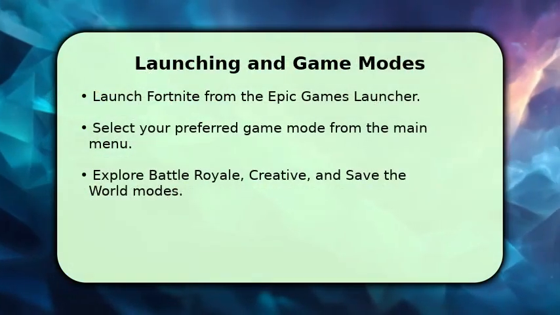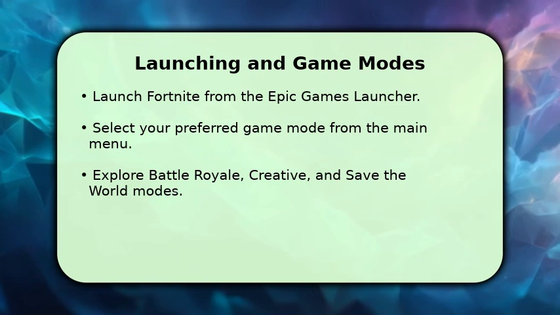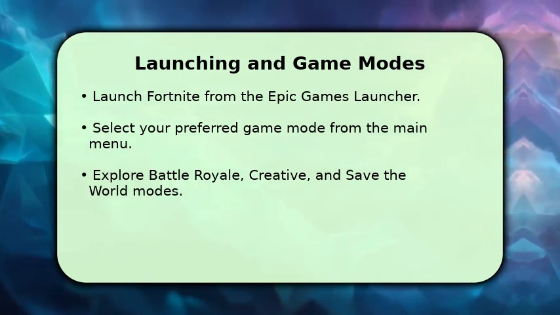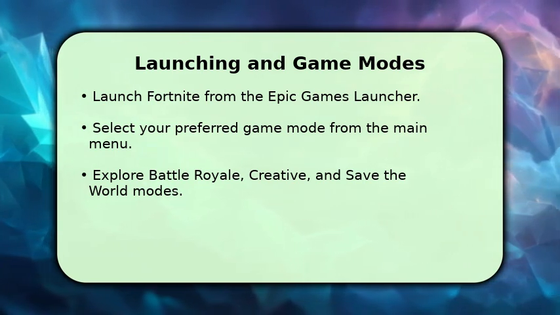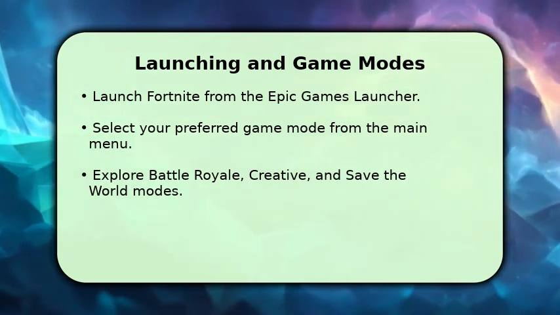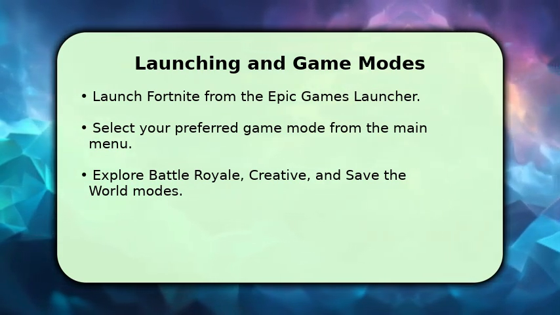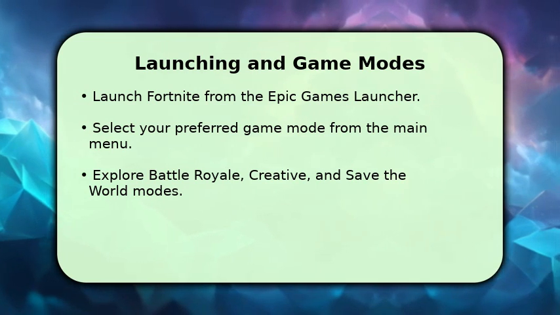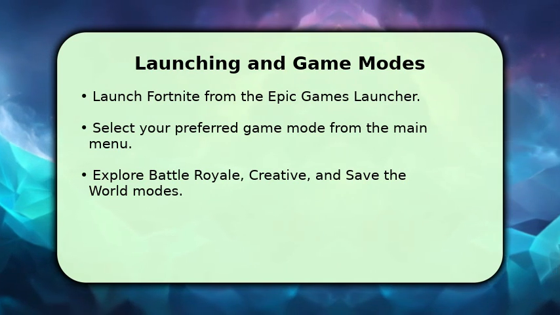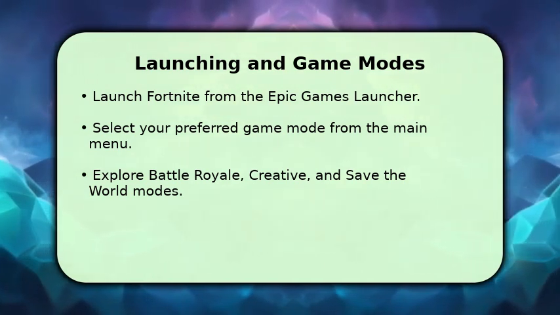Once Fortnite is installed, launch it directly from the Epic Games launcher. You'll be greeted by the main menu where you can choose from various game modes. Battle Royale is the most popular, featuring 100 players competing to be the last one standing. Creative Mode allows you to build and design your own islands, while Save the World offers a player versus environment experience. Take some time to explore the settings and customize your controls for a comfortable gameplay experience.